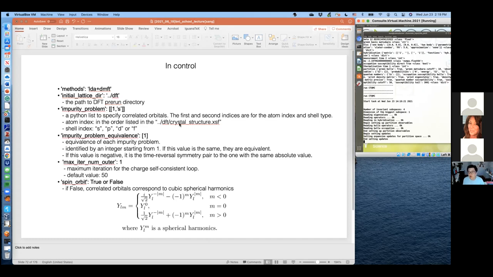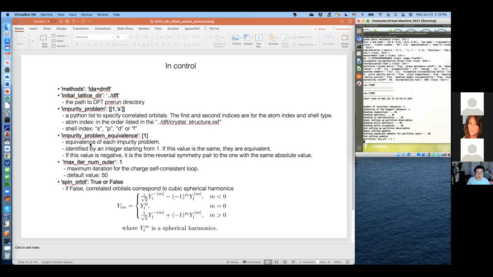In addition to the atom, you should specify which subshell is correlated. You have four different choices: the first is S, the second is P, the third is D, and the last is F subshell. However, in this case, we will treat the S orbital as our correlated orbital. This is not a typical choice of correlated orbital, because usually D or F subshells are correlated. So in real material calculations, other than this kind of demonstration, you should find the transition metal or lanthanide or actinide, and you should put D or F subshell. That is the typical choice.